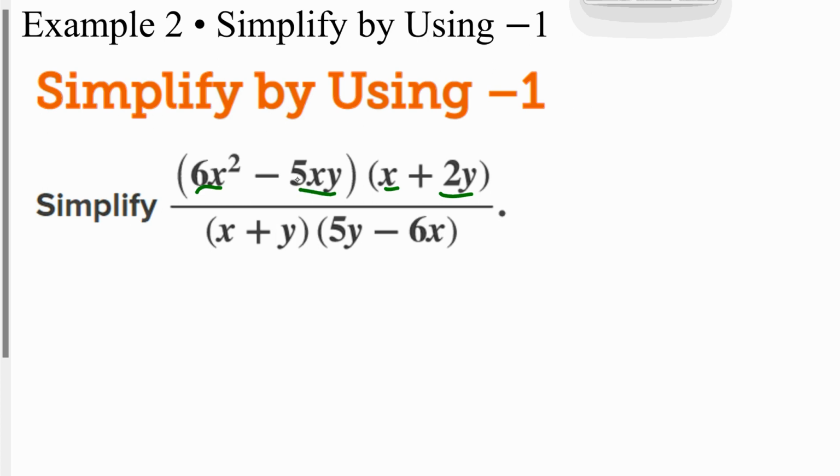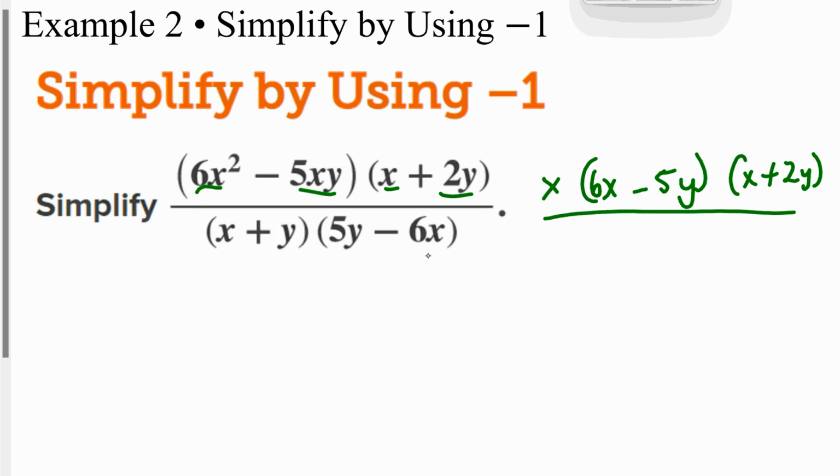Here I notice there's an X in those, right? So I could factor out an X. So if I factor out an X, can't do any numbers. So X, and then I would get an X, 6X minus 5Y, right? And then this one would stay the same. Okay. And then on this bottom, I can't do anything with these two, right? Because they're just different letters.